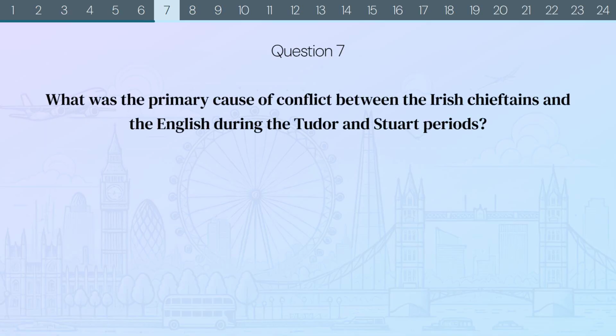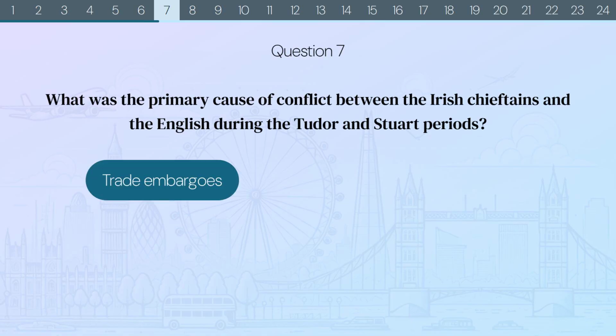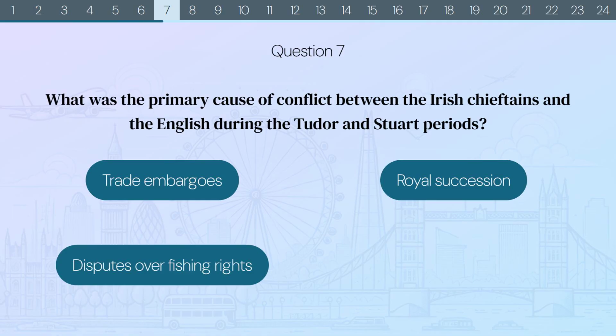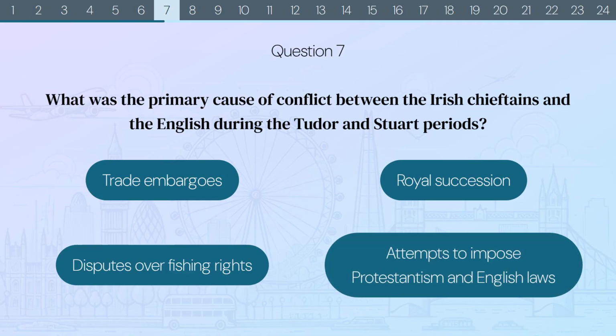Question 7. What was the primary cause of conflict between the Irish chieftains and the English during the Tudor and Stuart periods? Trade embargoes? Royal succession? Disputes over fishing rights? Or attempts to impose Protestantism and English laws? The correct answer is attempts to impose Protestantism and English laws.